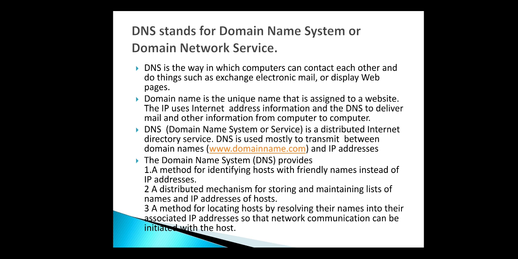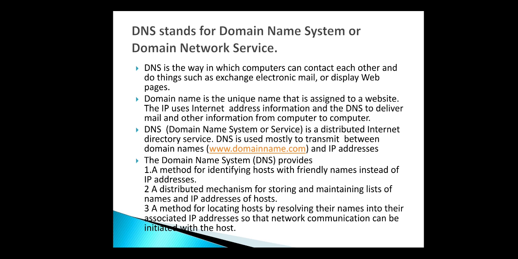The next protocol of the application layer is DNS, that is Domain Name System, in which computers can contact each other and do things such as exchange electronic mail or display web pages. A domain name is the unique name that is assigned to a website, such as google.com, gmail.com, etc. IP uses the internet address information and DNS to deliver mail and other information from one computer to another. DNS is a distributed internet directory service.